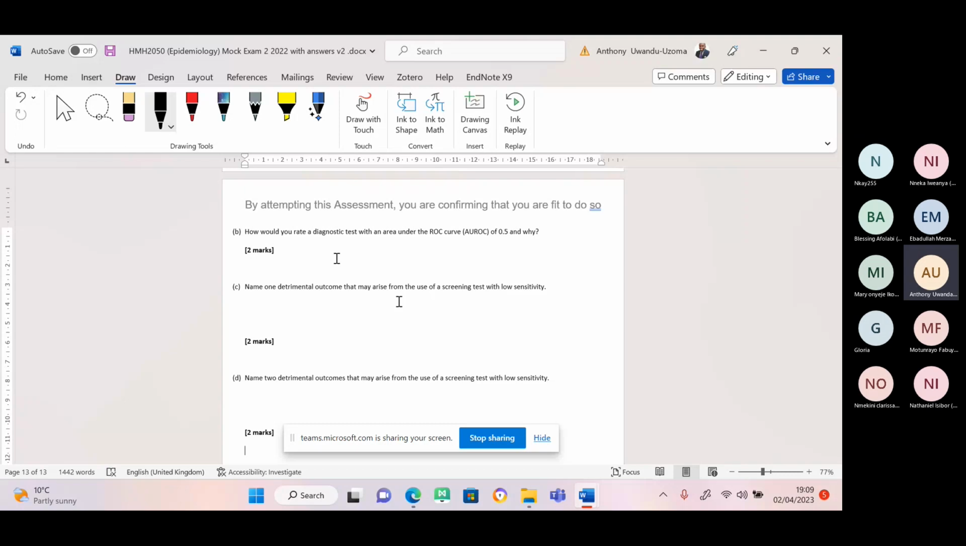Good. So let's say, Anthony, in the case of COVID-19, what will happen when you have low sensitivity in COVID-19 screening? The person will die. Apart from that, the person will infect a whole lot of persons before we detect it. Good. Apart from infection, what else will happen?